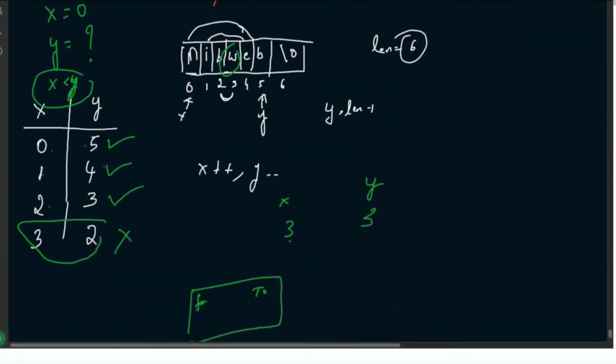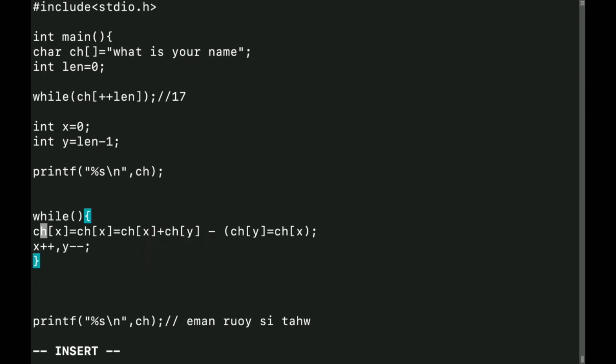I'll come back here. See, small logic, I'll change it. What is the logic? I'll tell it as x is less than y. That's it. Done. Now what will I do? I'll run this program.